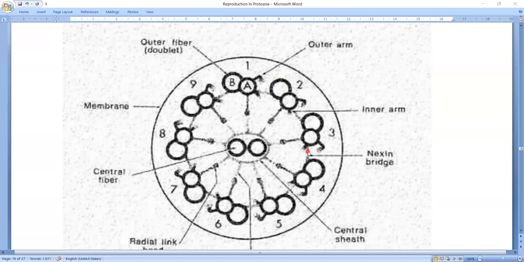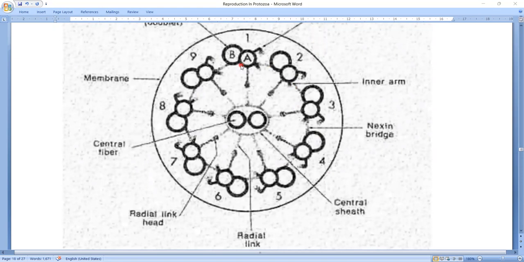They push the next doublet of microtubules so that the cilia or the flagellum bends with the help of ATP energy, which is broken down by the dynein arms' ATPase activity. So that is about the flagellar or ciliary structure. And here the peripheral paired doublets are connected to the inner sheath by radial spokes.